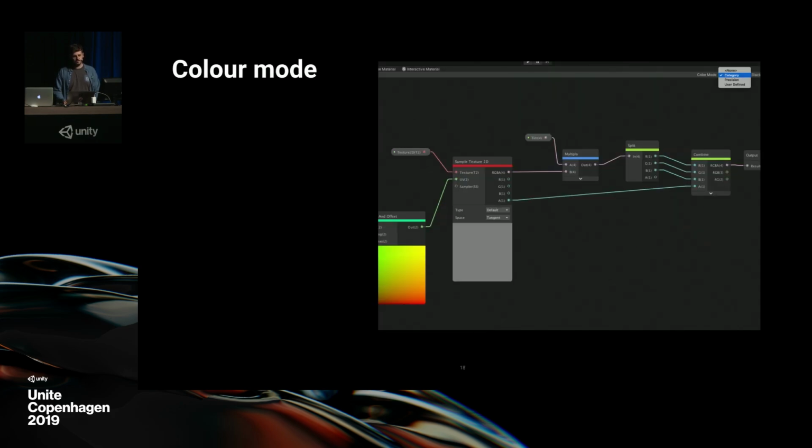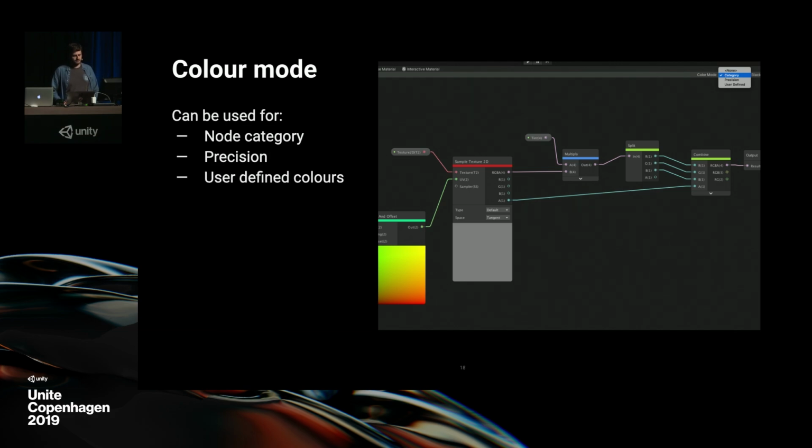Another improvement was the color mode. So color mode is these colored bars that you see for each node. And as you can see top right in this image, you're able to choose the color mode from 3 different types. It can be used to categorize nodes. So nodes are automatically colored based on their category, and a different color is displayed. It can be used for visualizing the precision of your nodes, because you can do the precision per node, so it's useful to, at a glance, see where your graph is on a different precision, half or float. Or it can be used for user-defined colors.